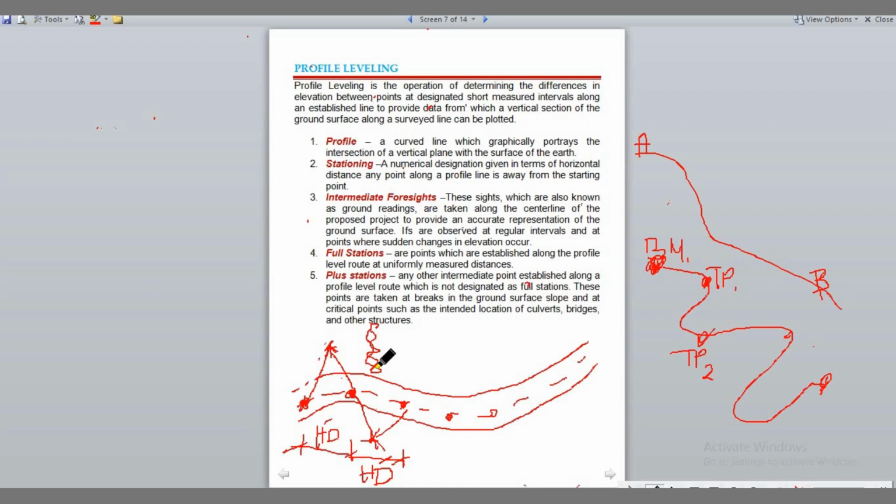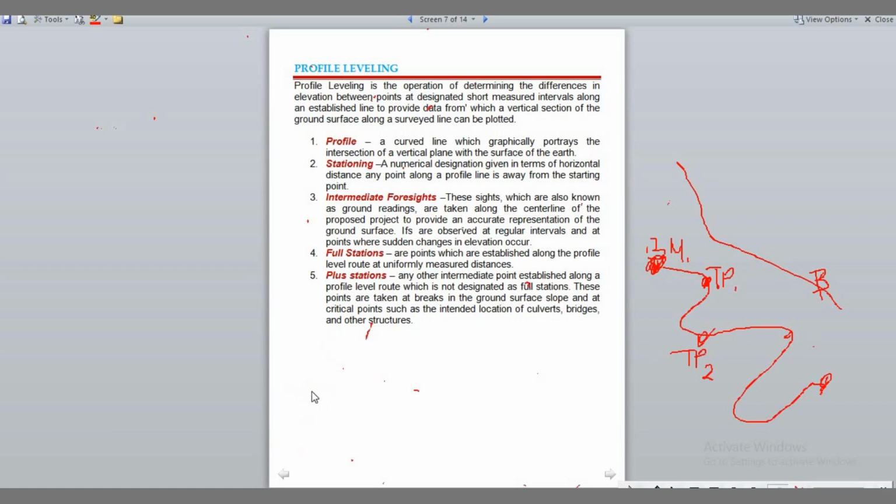Let me check my notes. If we use the English system, feet, for the full station, what do I mean by full station? From this point to that point, we call that a full station. In English, it is 100 feet. In metric, it is 1 kilometer or 1,000 meters.